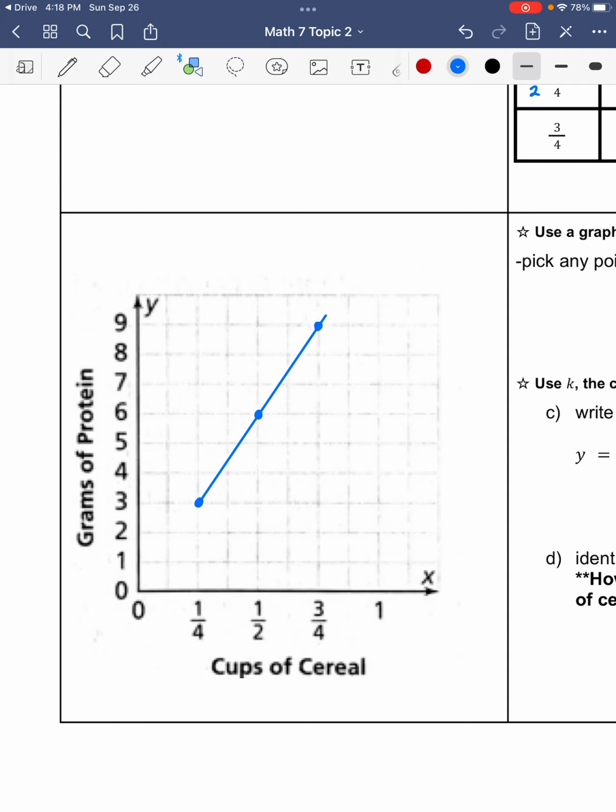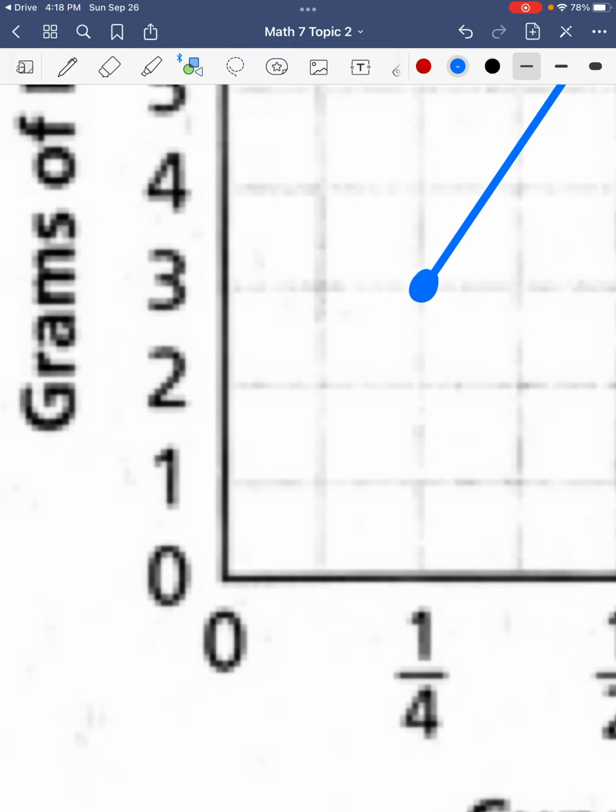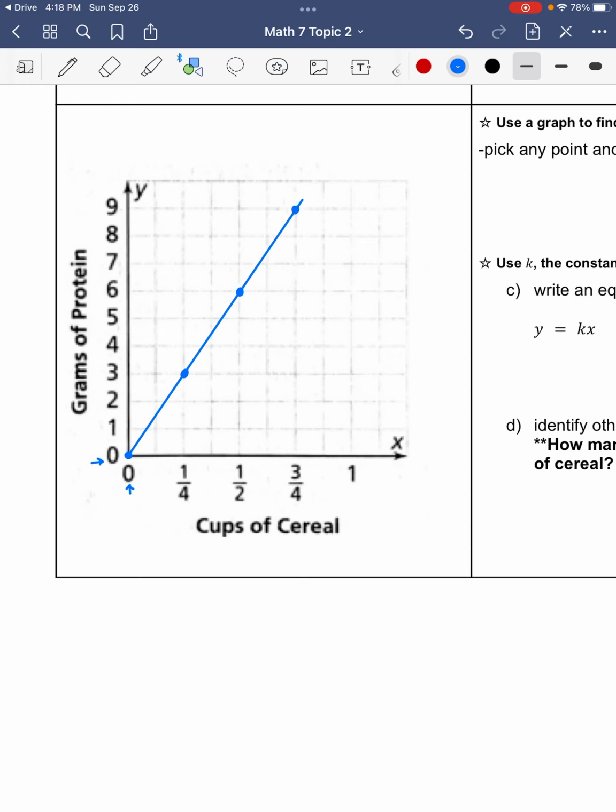So let's think about, can I also plot this point right here at 0, 0? Would it make sense for me to extend my graph down to 0, 0? Well, what that would mean is that if I eat 0 cups of cereal, that I consume 0 grams of protein. So yes, that does make sense. If you don't eat any cereal, you're not consuming any protein. So we can, in fact, extend our graph all the way down here to 0, 0.